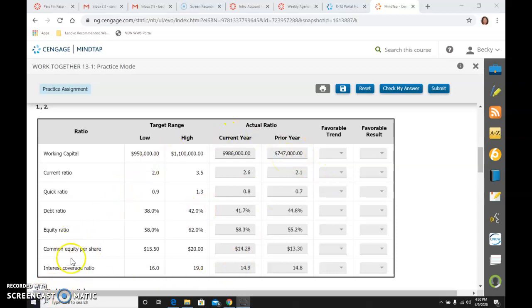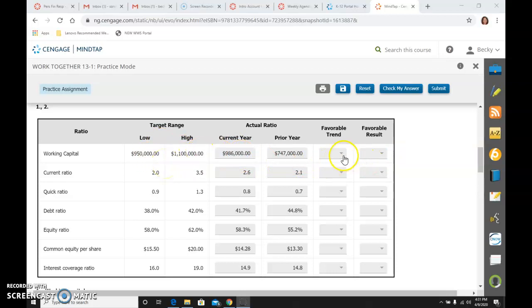So let's just make sure we understand. Those are the ratios. They provided the target range for this company, what their low and their highs are. And that's what we're going to use is compare our actual to targets. So then it asks for our favorable trend and our favorable result. So the trend is just saying from prior year to current year, is it getting better or worse? The result is, given where we are right now, are we within the target range?